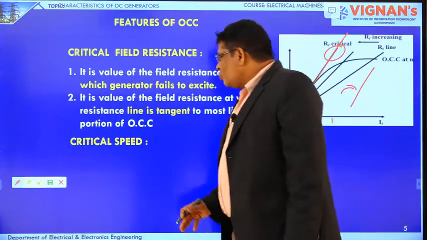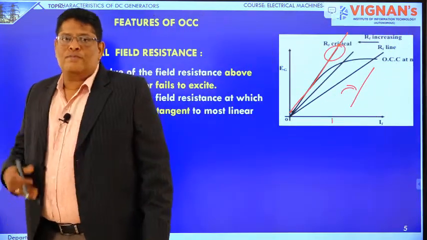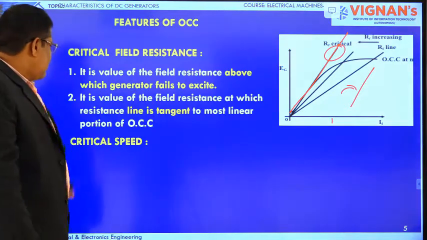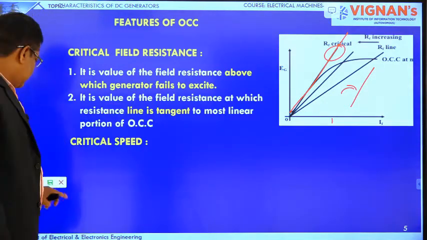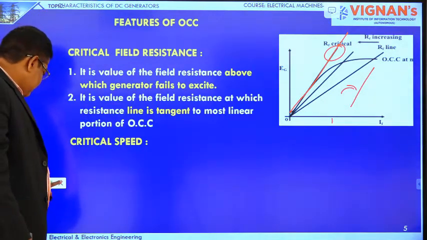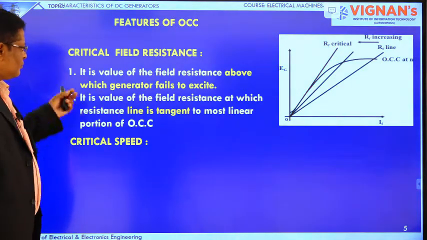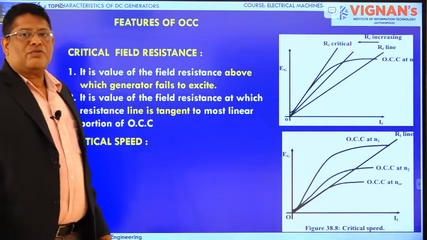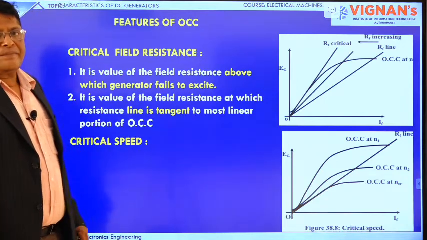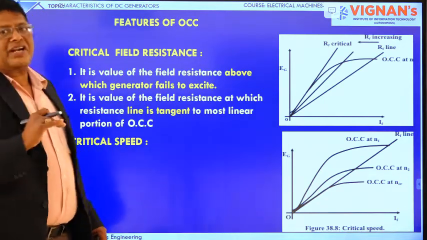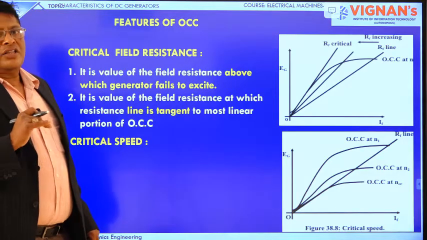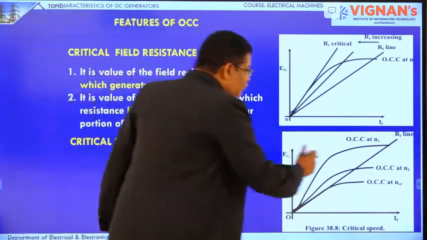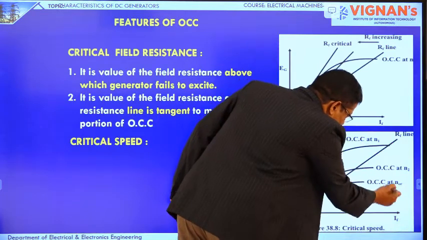Now we are going to enter into one more important parameter, that is the critical speed. Already we have seen the OCC of a DC generator. As the speed of a generator decreases, the OCC of the generator also decreases in this manner.